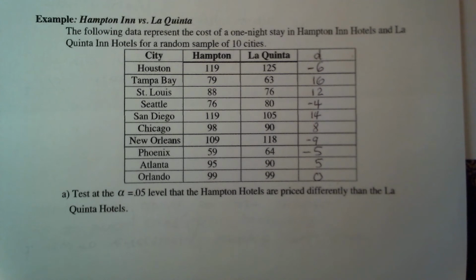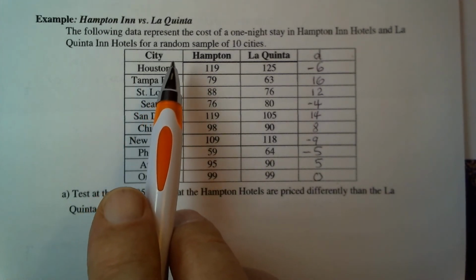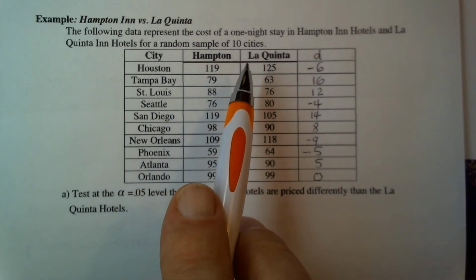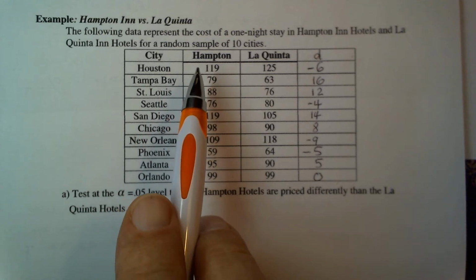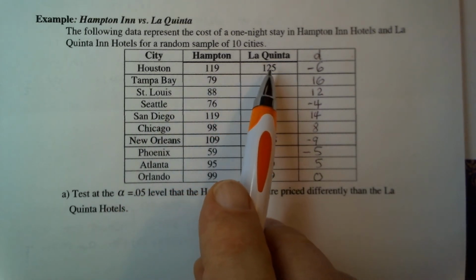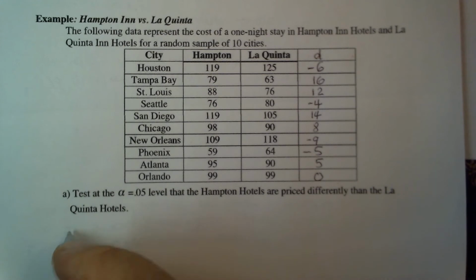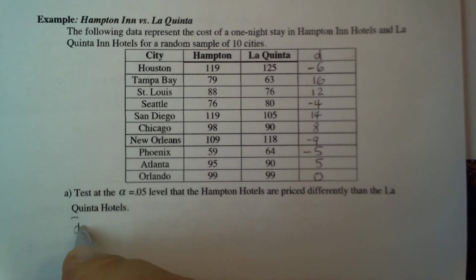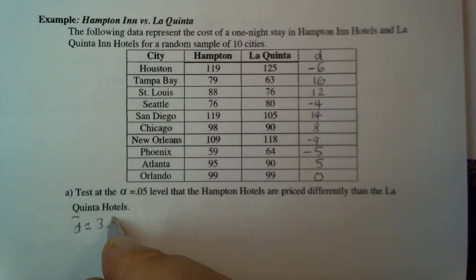Here's another example where we're comparing Hampton versus La Quinta Inn. The following data represents the cost of one night stay at the Hampton Inn and La Quinta Inn hotels for a random sample of 10 cities. So we compute the differences between Hampton and La Quinta, and that turns out to be 31. So then d bar equals 31 divided by 10, or 3.1.